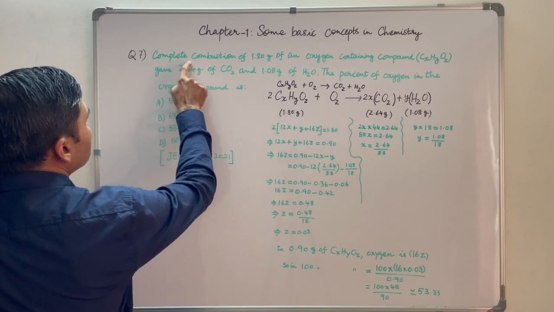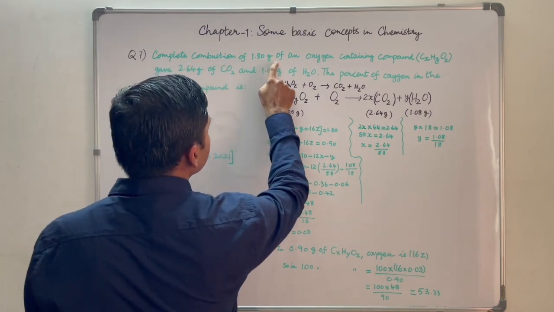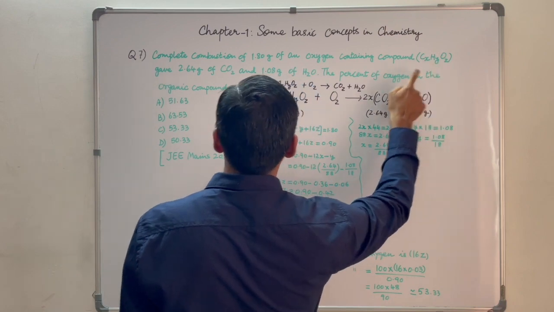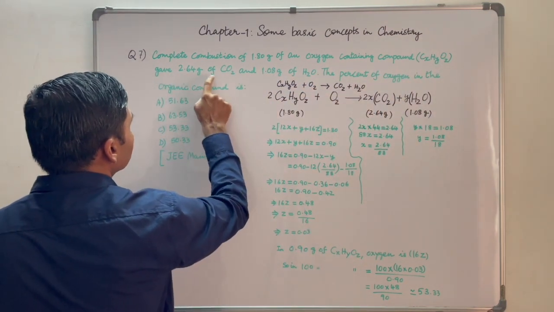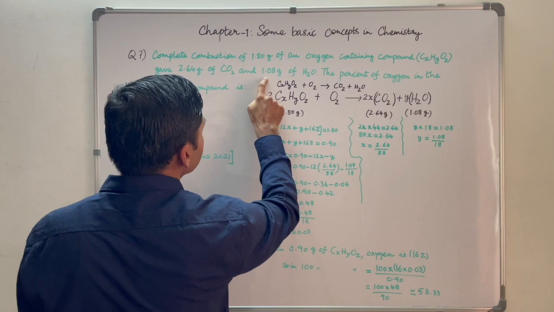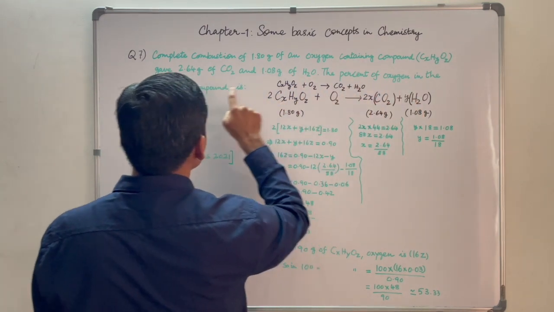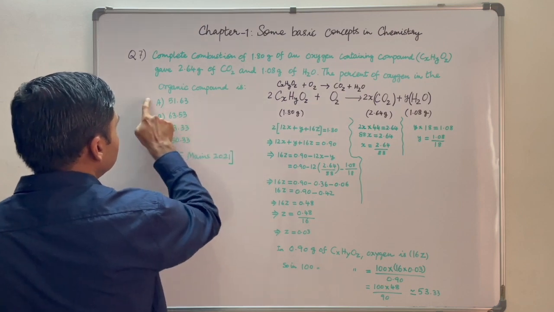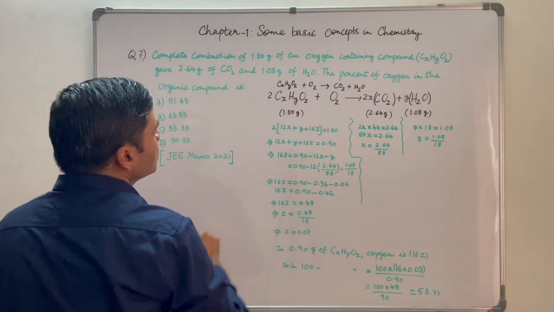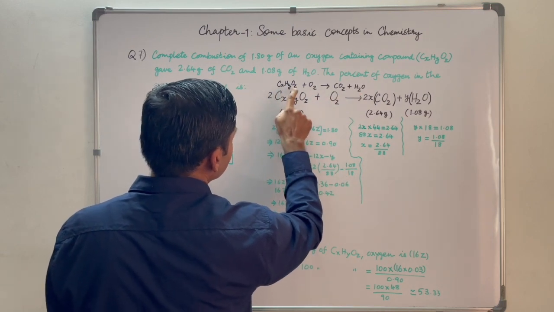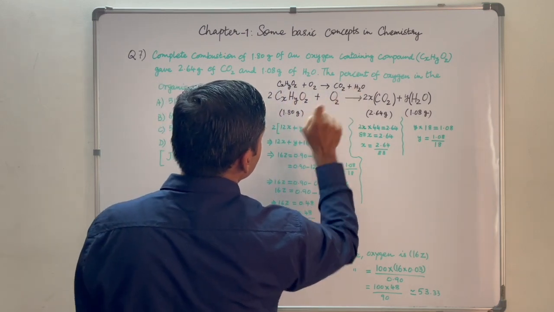Last question, complete combustion of 1.80 gram of an oxygen containing compound CxHyOz gave 2.64 gram of CO2 and 1.08 gram of H2O. The percent of oxygen in the organic compound is. These are the options given. So the chemical reaction will be something like this. CxHyOz plus O2 makes CO2 plus H2O.